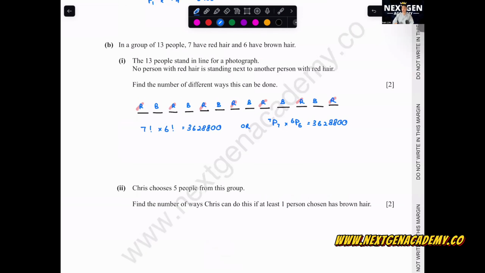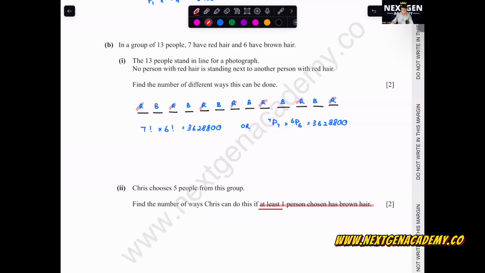Number 2, Chris chooses 5 people from this group. Find the number of ways Chris can do this if at least, keyword here, at least one person chosen has brown hair. How do we do at least one person has brown hair? When you see the word at least, I want you to think about the opposite statement. You will take the total minus this opposite statement. What is the opposite statement of at least one person chosen has brown hair? That means no brown hair, right?